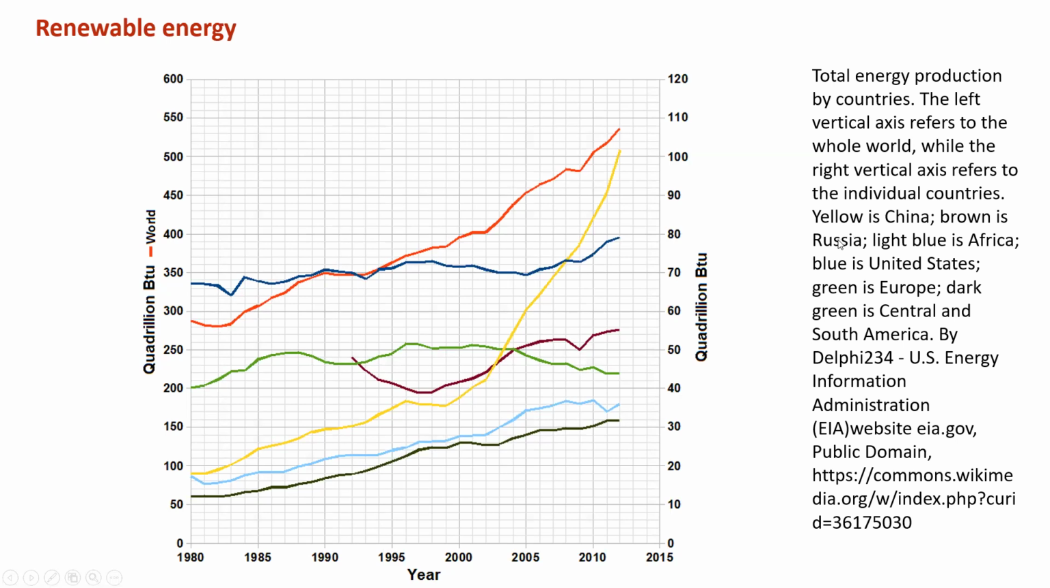Brown is Russia. Light blue is Africa. Blue is United States, green is Europe, dark green is Central and South America. So you see what are the most important producers: China, United States. Europe doesn't produce a lot of energy, and also it is quite stable energy production in Europe, because part of the needs of Europe have been covered by Russia.